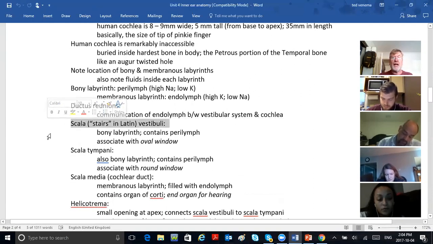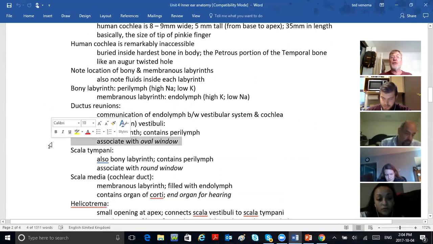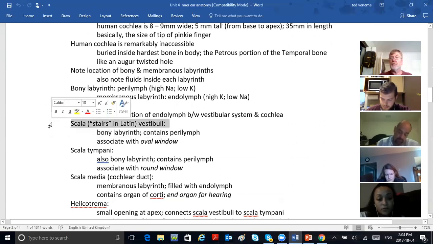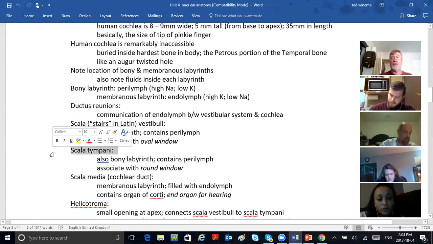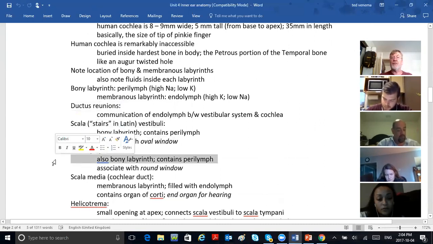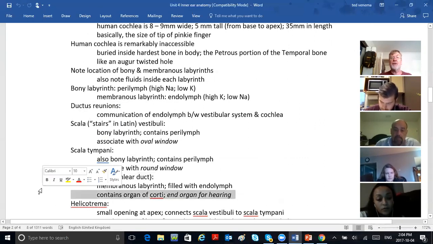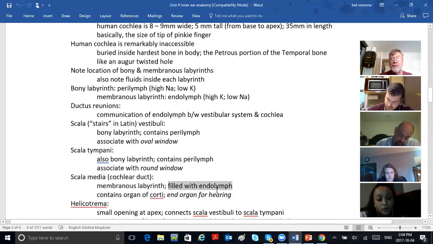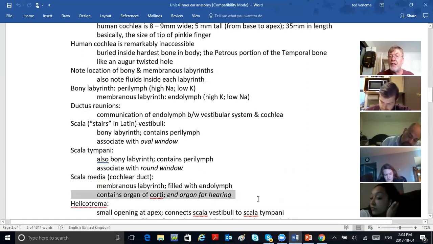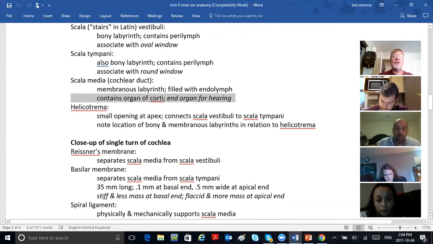Scala vestibuli, bony labyrinth, associated with the oval window. Scala tympani, also bony labyrinth, contains perilymph, associated with the round window. Scala media, sometimes called the cochlear duct. This is where it's all at. It's the membranous labyrinth, and it contains the organ of Corti. It's filled with endolymph. And the organ of Corti is the end organ of hearing. That's where the hair cells are. Okay. Then you have the helicotrema.